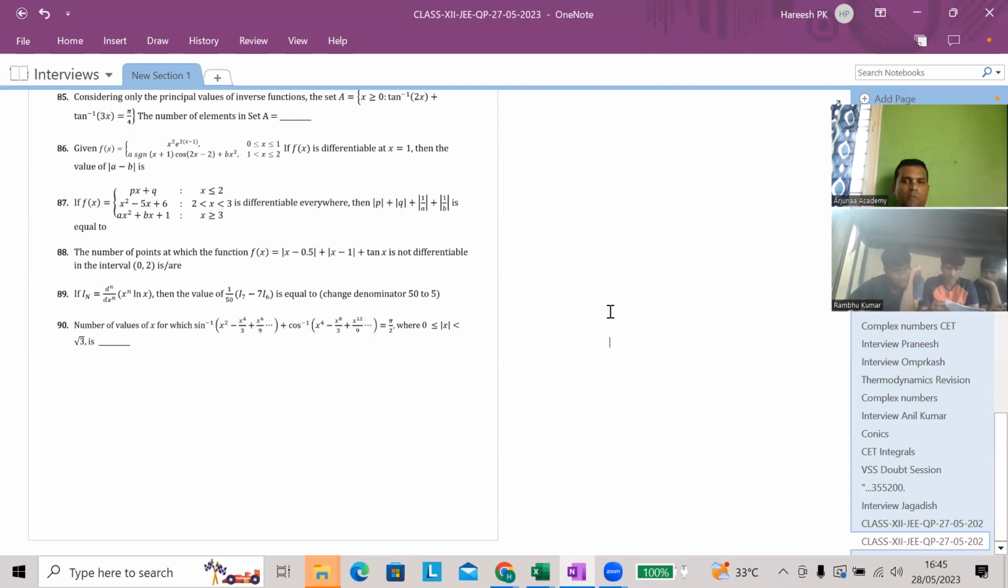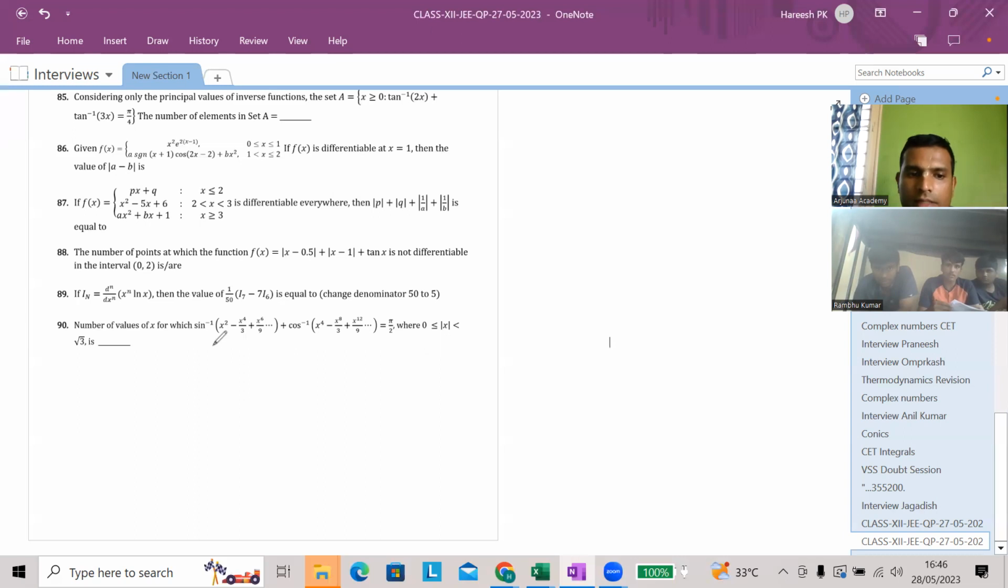Sir, like, should we use that? What is the identity? Sine inverse x plus cos inverse x is how much? Pi by 2. That means whatever is inside the sine inverse should be equal to whatever is inside the cos inverse. Both should be equal. Again pi by 2 will come. Sir, and we can take x square common in cos inverse.